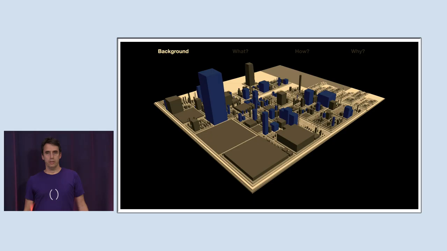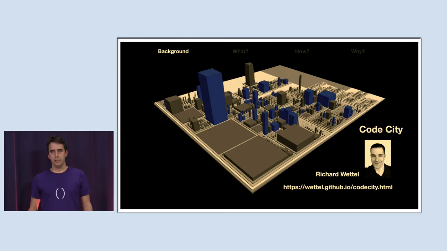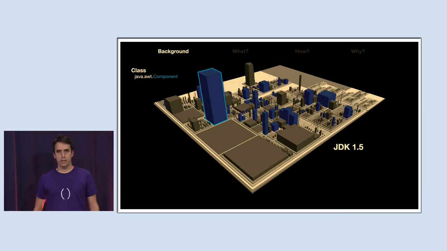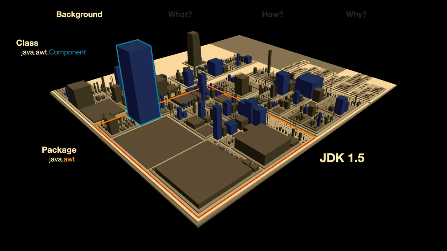And this is a code city, made by this guy. And this city is actually the Java Development Kit 1.5. His project makes it possible to visualize code bases as cities. And it's kind of cool. Each building here is a class, and the code base is divided into packages. The top package here is the Java package, and then we have sub-packages in this code base.